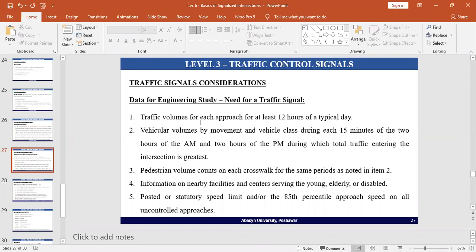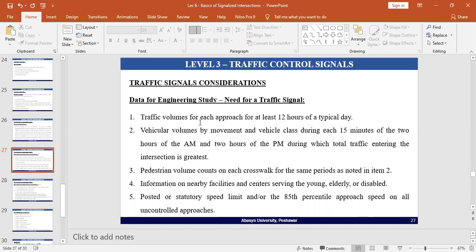So you need the traffic volumes for that. For example, the traffic volume coming from the north direction towards this intersection, and the traffic volume which is coming to that intersection in order to move towards the north direction.